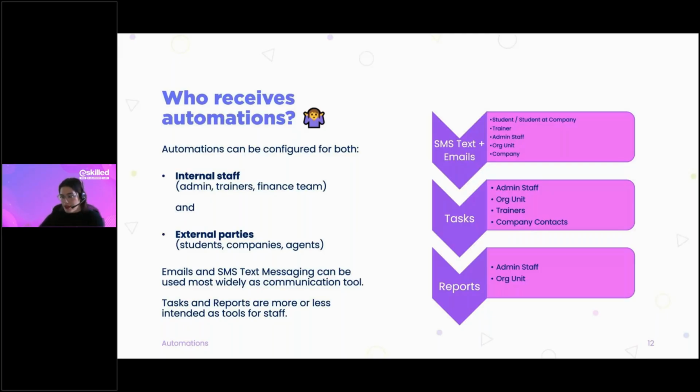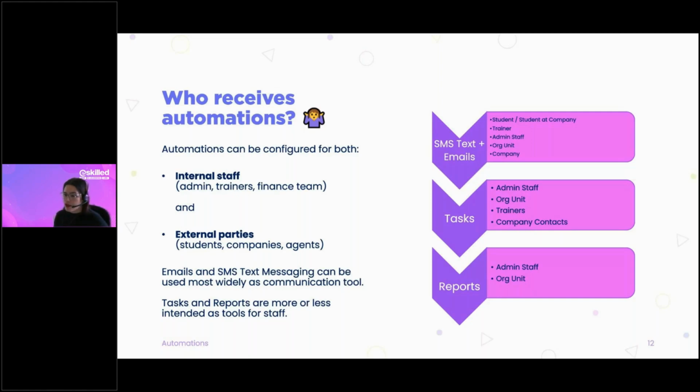So if we break it down, you can see on the right-hand side there's a little diagram, and each automation can be configured for different users, I suppose. SMS text messaging and emails are the most widely used ones because that's obviously a communication tool. You want to be able to communicate with both internal and external people, so you can send them to virtually anybody. So students, trainers, admin staff, org units, we'll look at that shortly if that's something that's new to you, and companies as well.